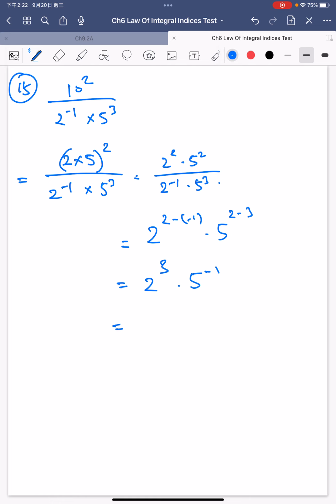So in total, the answer should be 8 over 5, because 2 to the power of 3 is equal to 2 times 2 times 2, for 3 times. Now 2 times 2 times 2 is equal to 8. So the answer for question 15 is equal to 8 over 5.